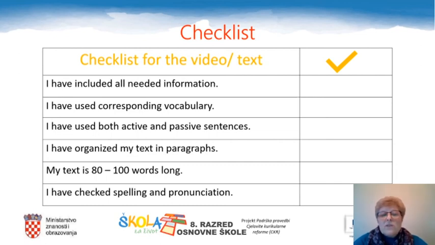If you have used both active and passive voice sentences. If you have organized your text in paragraphs. And if your text is between 80 and 100 words long. Of course, you should also check spelling and pronunciation. When you have ticked all these boxes, it means that your task is finished.